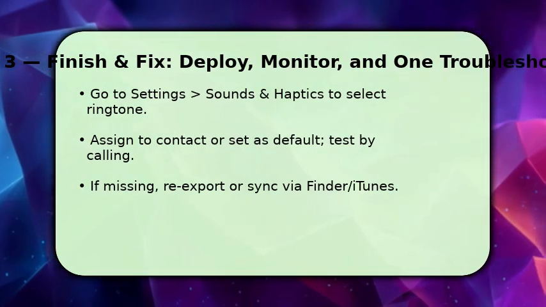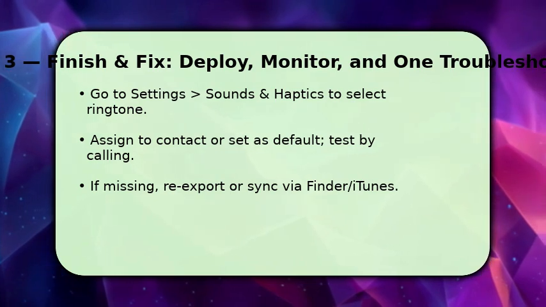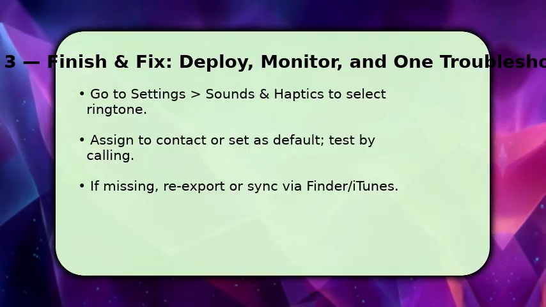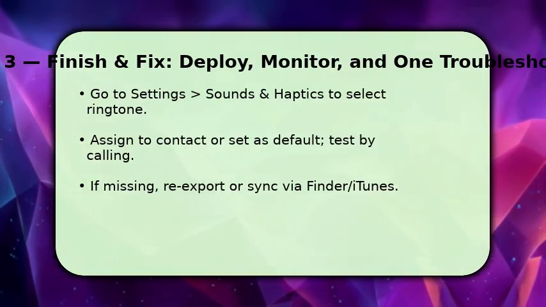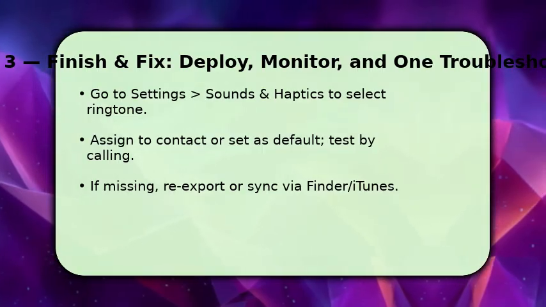Finally, apply the ringtone. After export, GarageBand offers you Sound As, or go to Settings, Sounds and Haptics, Ringtone to pick your new tone. You can set it as default or assign it to a contact for quick identification. Test immediately by calling your number or asking a friend to call.